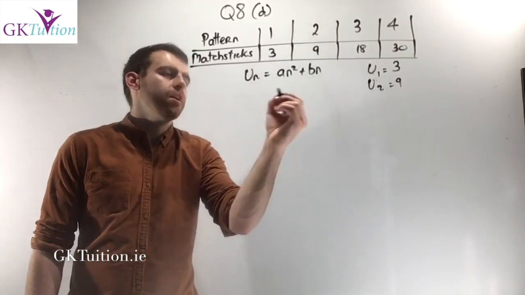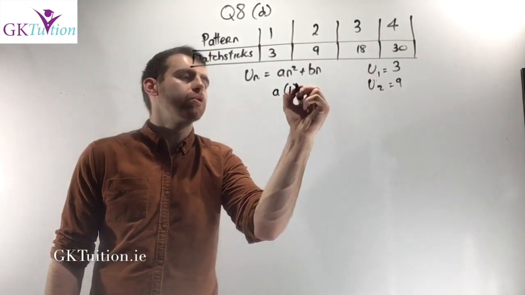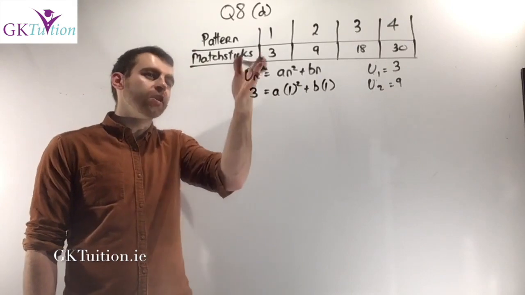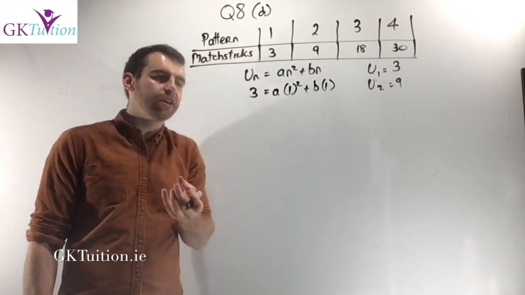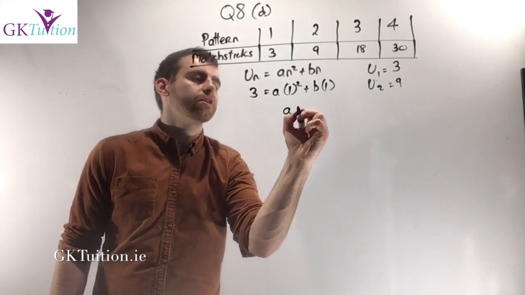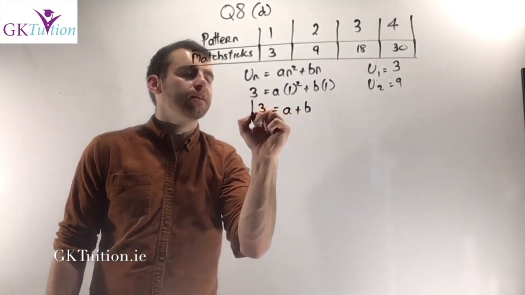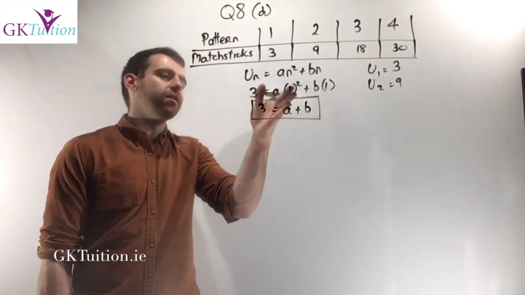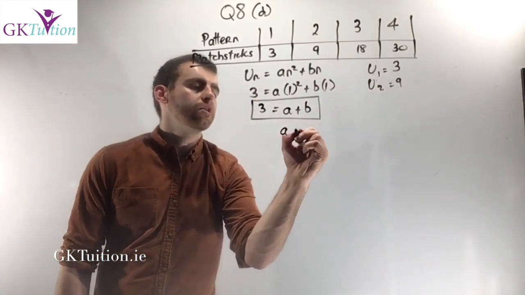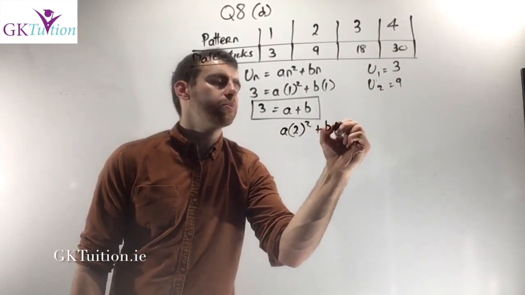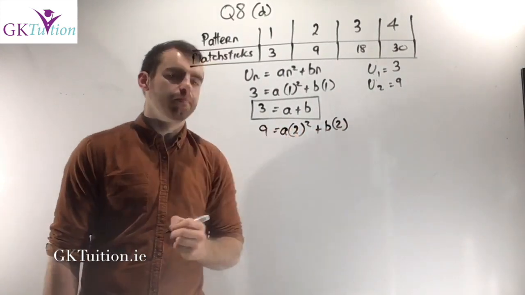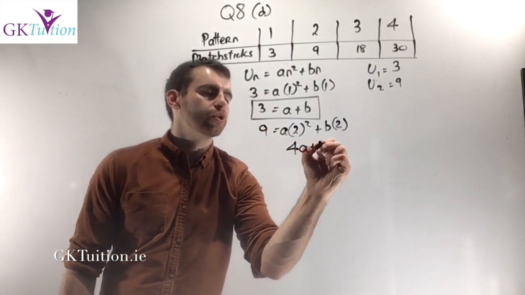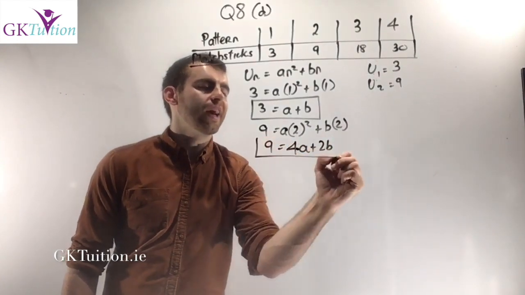So let's just sub in. If I do that, it will become a times 1 squared plus b times 1. If I sub that in, I can let it equal 3, because the number of matchsticks in the first pattern here is 3. If I just simplify that down, I just get a plus b equals 3. That's going to be the first equation in my simultaneous equation. Now to get the second one, instead of subbing in a 1, I'm going to sub in a 2. It's going to become a times 2 squared plus b times 2 is equal to 9. And if I just simplify this one, 2 squared is 4, so I'll get 4a plus 2b equals 9. And that's my second equation.